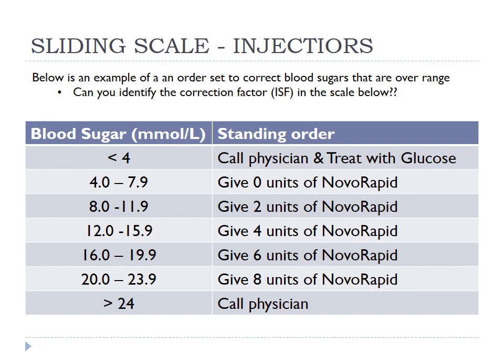Now, please note that below 4, for most patients, it will say call the physician and treat with glucose. The other thing is anything over 24, this is where you need to call the physician as well, because the scale only goes up to 24. After 24, they have to consider whether or not there's anything else adverse going on with the patient.